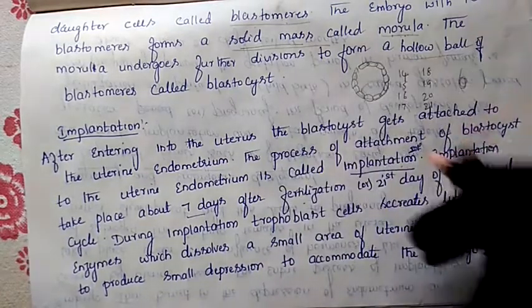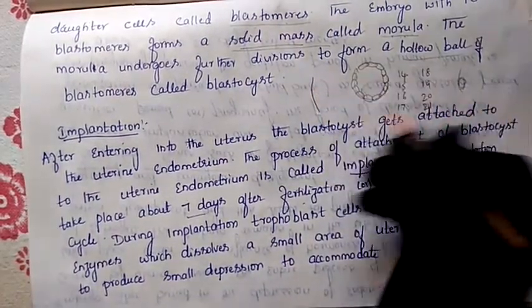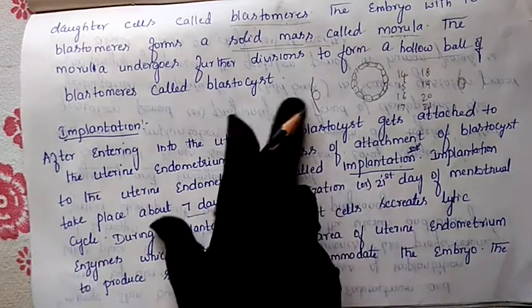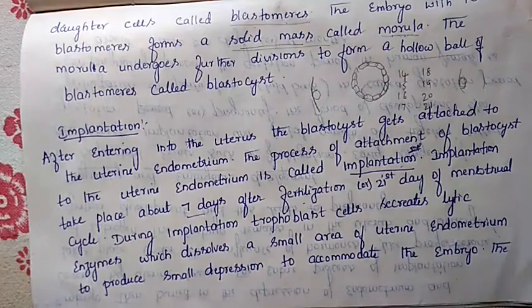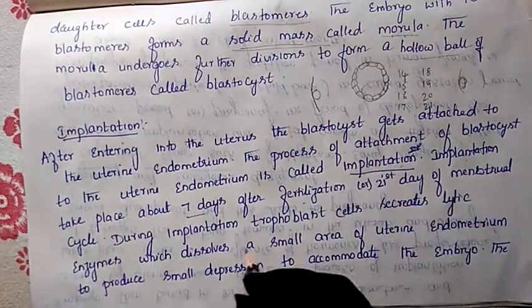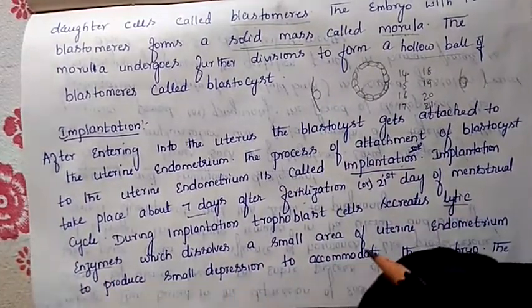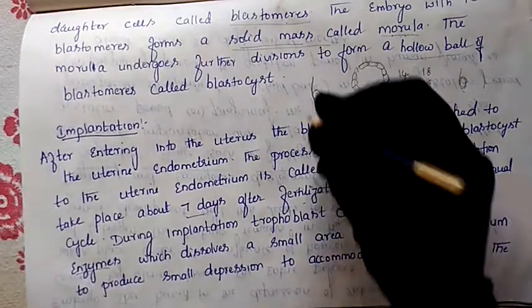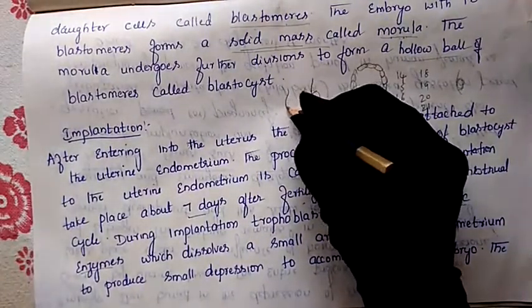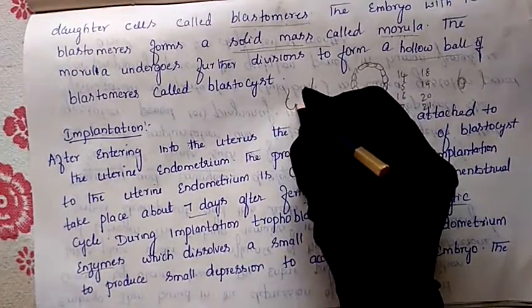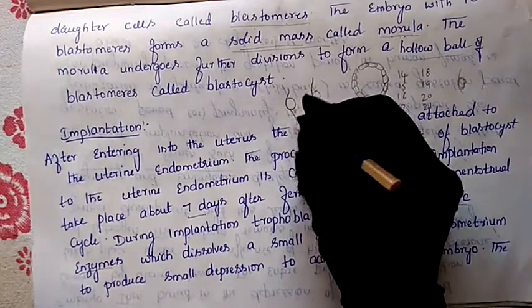Suppose this is the endometrium layer and this is the blastocyst. If it is like this, the blastocyst will not attach to the endometrium. So as soon as the blastocyst is present, the endometrium layer will produce the lytic enzymes. These lytic enzymes will make a small aperture, a gap, in the endometrium layer, so that the blastocyst can easily be fixed inside this layer.